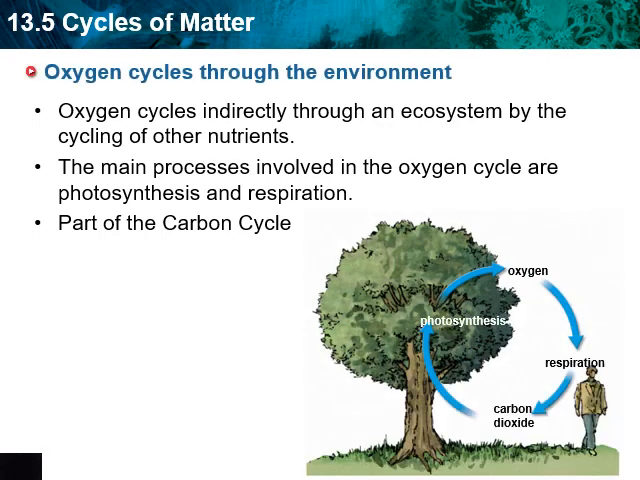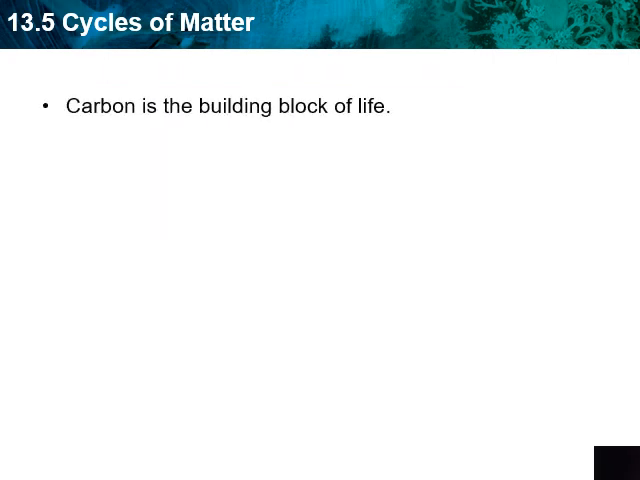Also, oxygen cycles through our environment, and it does so indirectly through ecosystems by the cycling of other nutrients, more like with our carbon cycle. We take in the oxygen from photosynthesis, we breathe it in, and we release carbon dioxide. So the main processes involved in the oxygen cycle are photosynthesis and then respiration, or cellular respiration. And again, it's part of the carbon cycle.